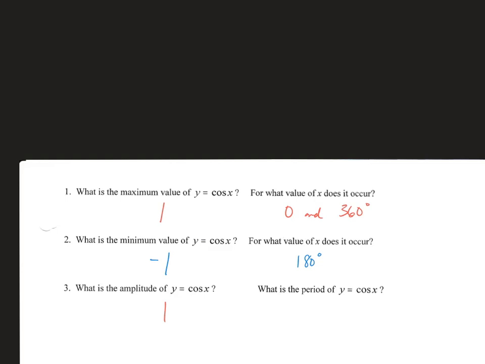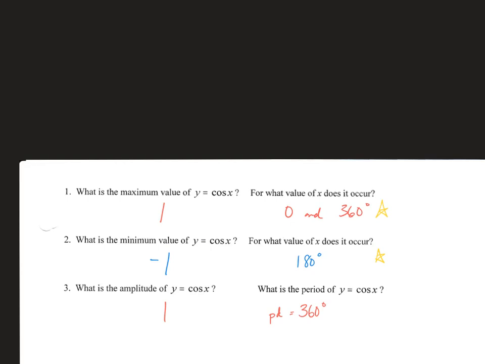And what is the period of cos x? How long does it take for that cos curve to repeat? 360 degrees is the period. There we go. So notice most of those properties are going to be the same with the exception of when do I hit my maximum and my minimum.